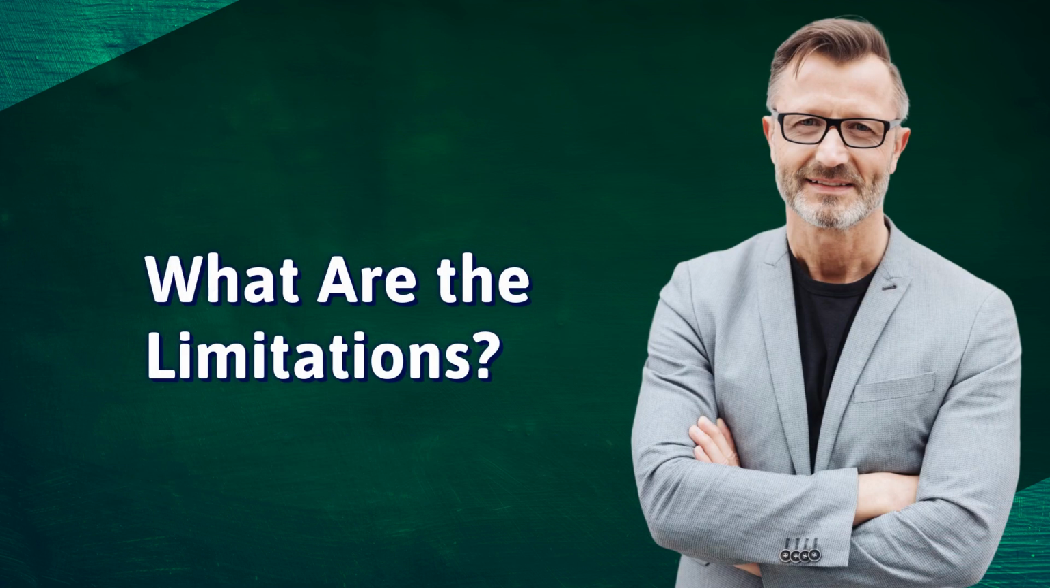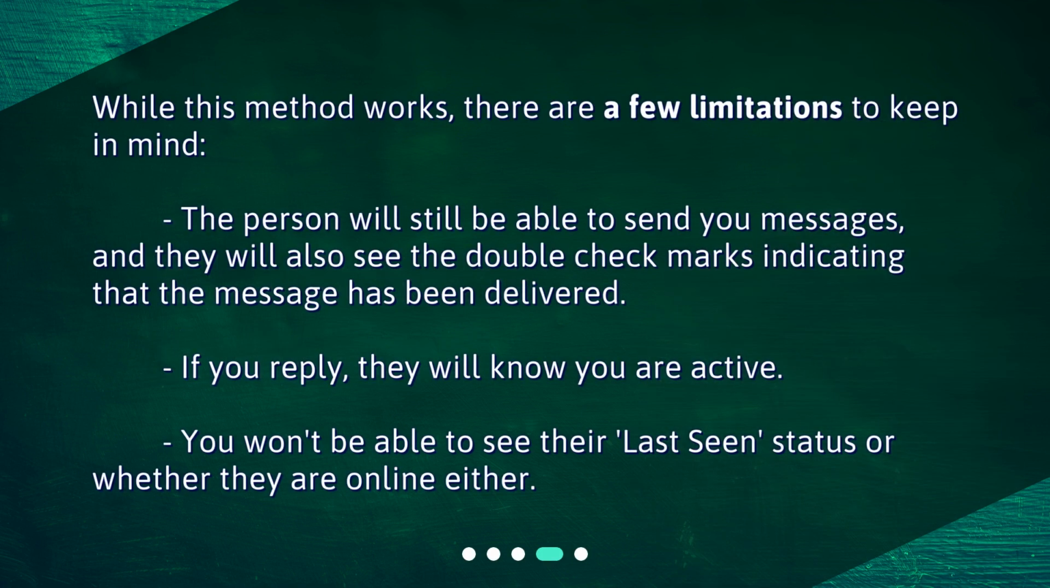What are the limitations? While this method works, there are a few limitations to keep in mind. The person will still be able to send you messages, and they will also see the double check marks indicating that the message has been delivered. If you reply, they will know you are active. You won't be able to see their last seen status or whether they are online either.